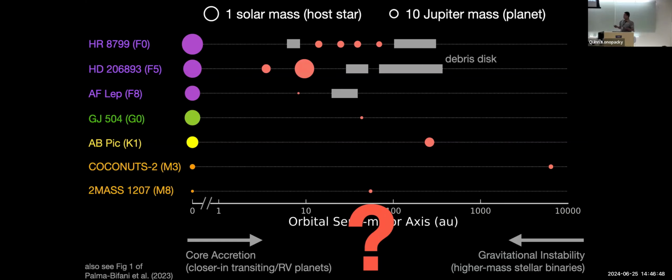It remains a challenge in the field how these exoplanets form. The two typical scenarios are core accretion and gravitational instability, and these planets are just sitting somewhere in between. Their orbits are wide, but their masses are not high enough.